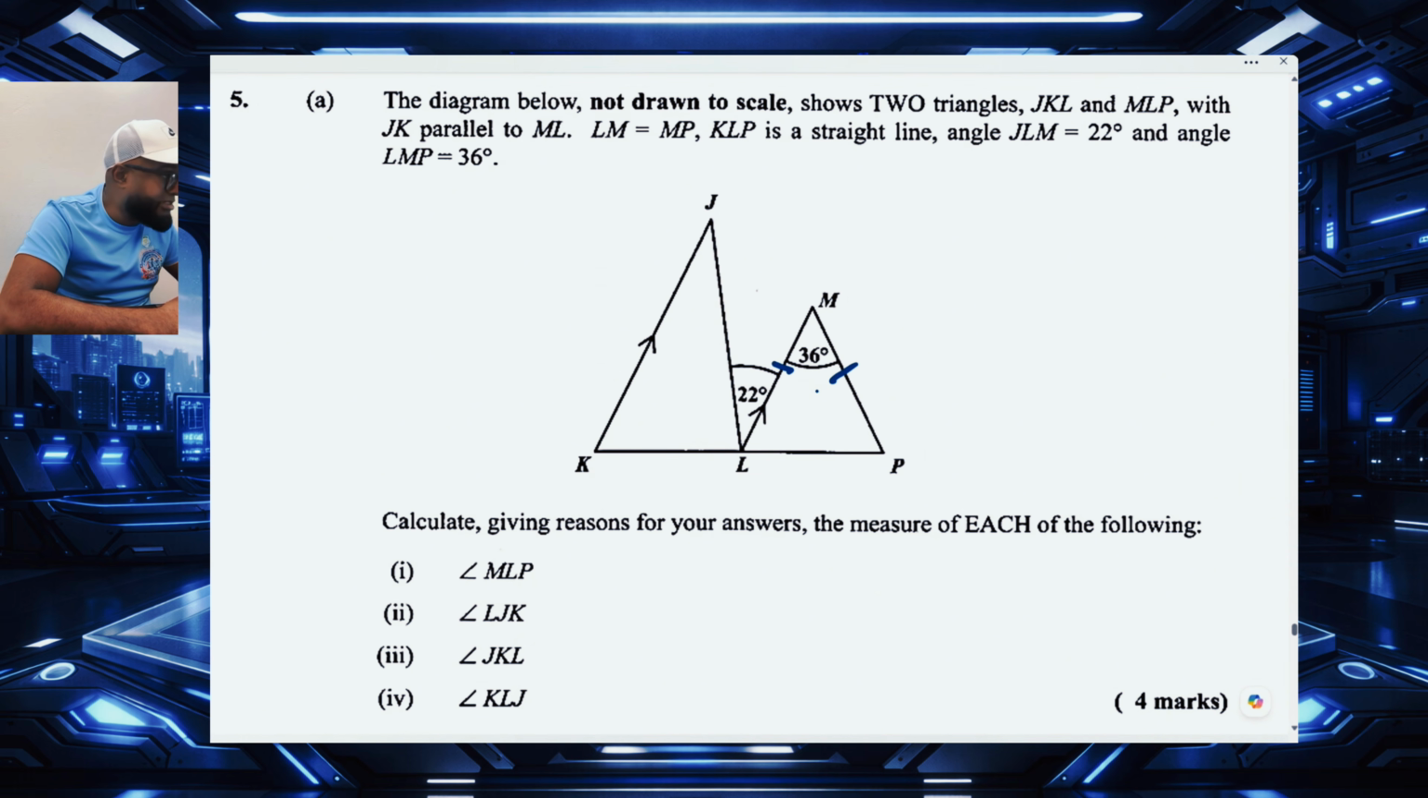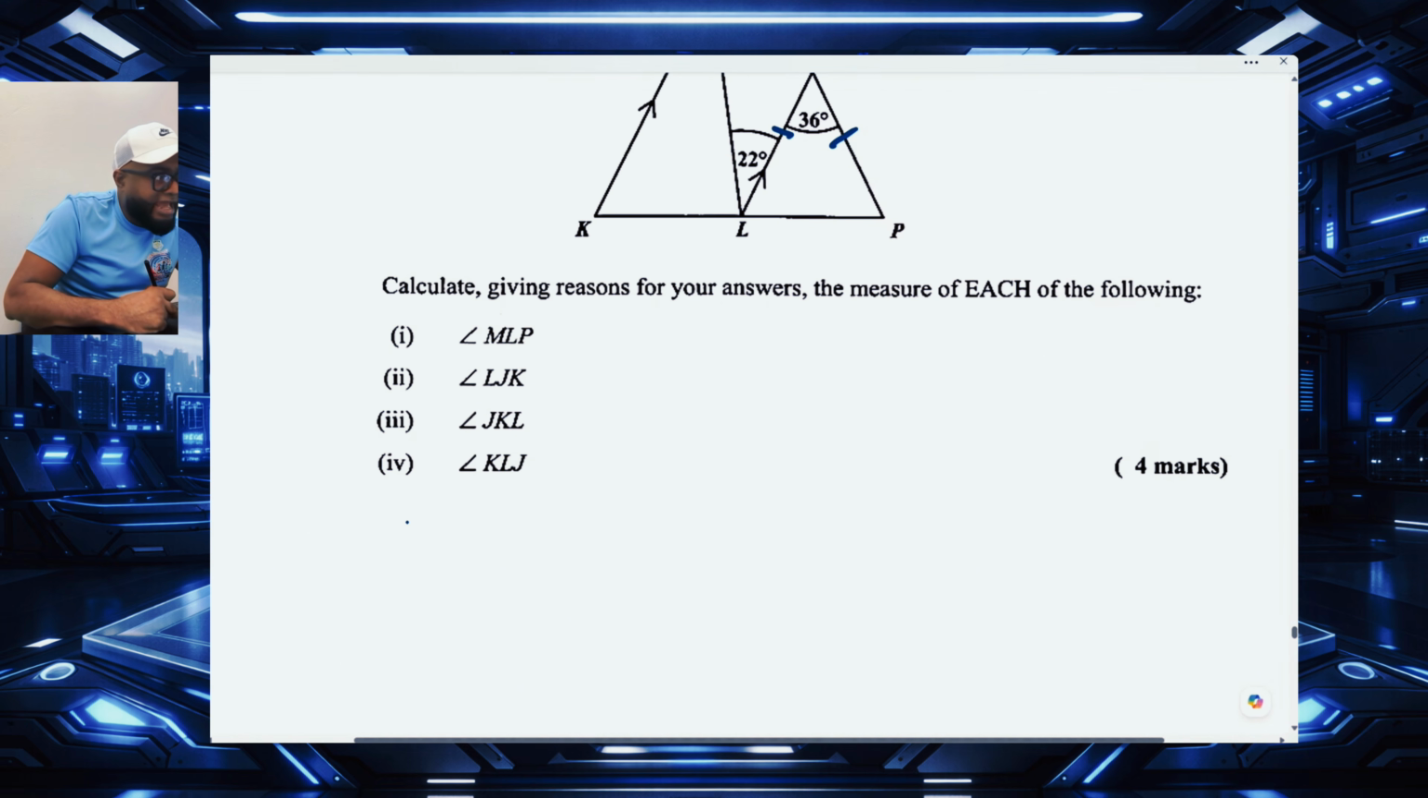You see why it's very important to read your question. Go ahead, Amelia. MLP is an isosceles triangle. Correct. Then it said KLP is a straight line, K to L to P. Angle JLM is 22, and angle LMP is 36. That's all the information they gave us. So calculate, giving reasons for your answers, the measure of each of the following angles.